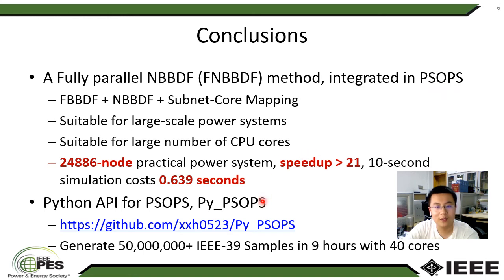Recently, we have developed a Python API for PSOPS and published it on GitHub. We used it to generate over 50 million simulation samples of the IEEE 39 system in 9 hours with 40 cores. The samples are used for our research on artificial intelligence. The API is also used to build a power system environment for studies on reinforcement learning. We hope that you could also download it, use it, and give us suggestions.